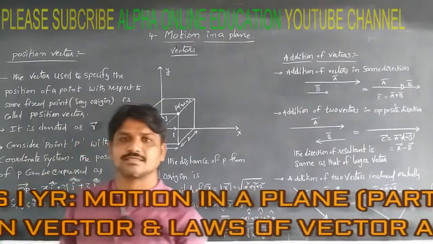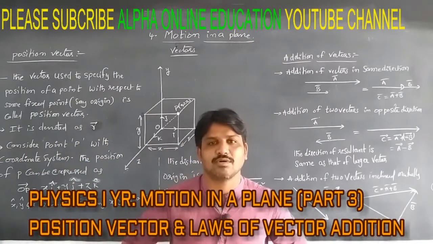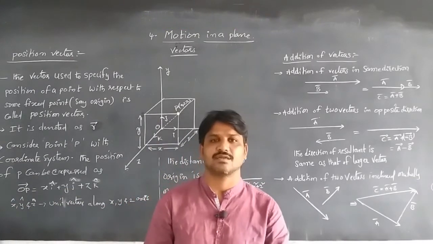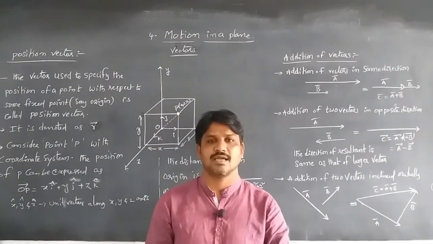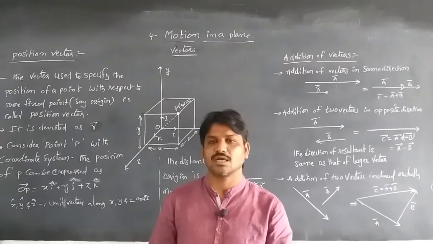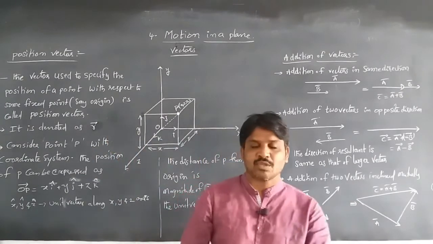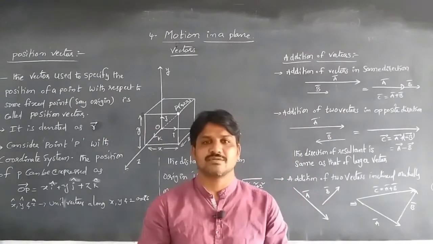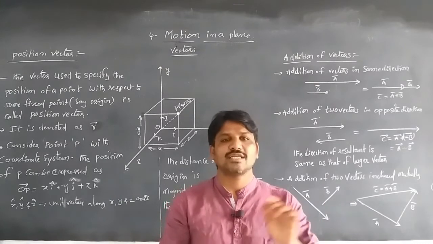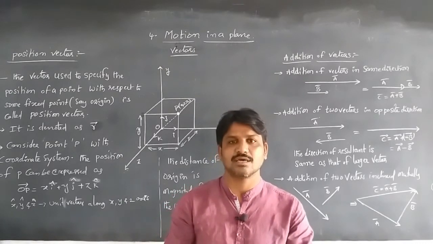Types of vectors we are going to discuss. We have already discussed several types of vectors, that is unit vector, equal vectors and axial vector. Now we are going to discuss position vector. What is meant by the position? With respect to one point, if we specify another point's position, that is called a position vector.